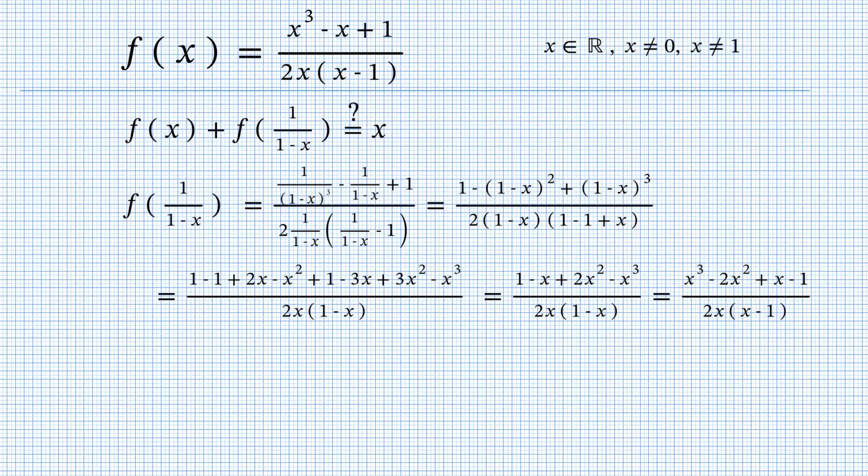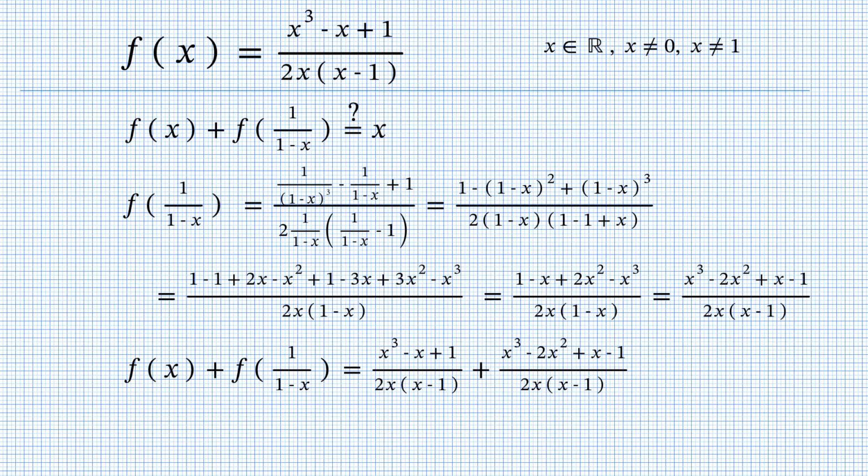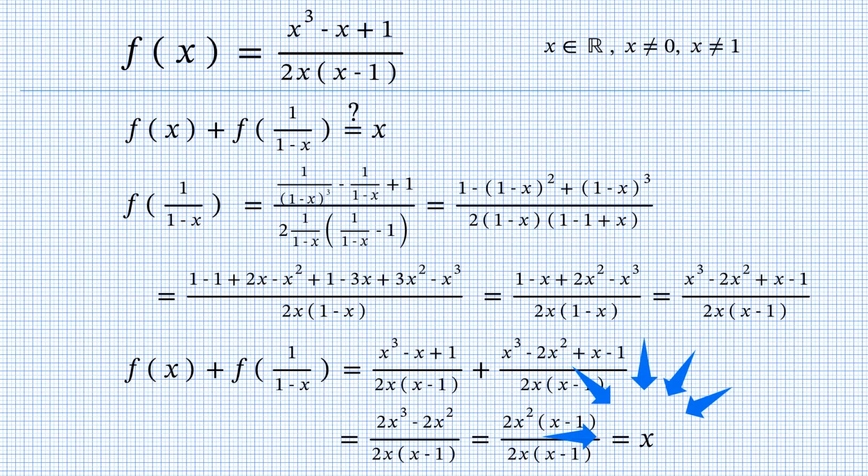Now we can add them up and we see that minus x and x cancel out, plus 1 and minus 1 cancel out, and we get just 2 terms in the numerator. Then we factorize, reduce, and ta-da!